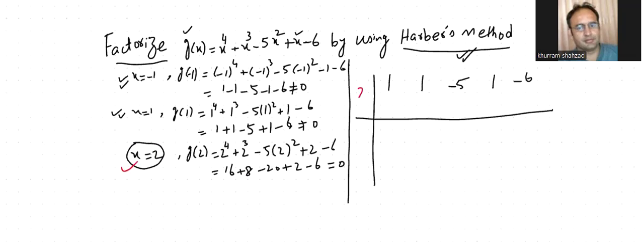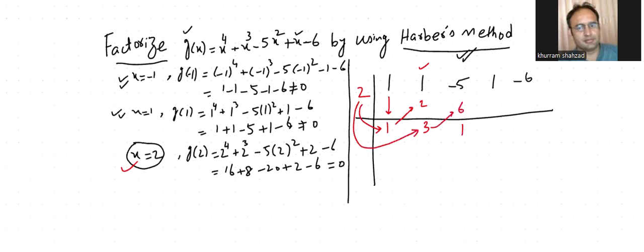Like I explained in the previous examples, we will write here 1 and then we will multiply this 2 by 1 and put the answer here under this 1. So this is 2, 1 plus 2 is 3, and now we will multiply this 2 with this 3. So the answer is 6. We will write the answer here. So negative 5 plus 6 is 1.